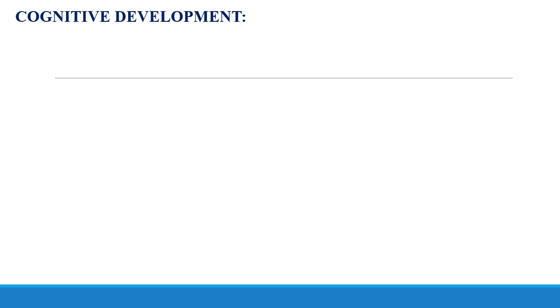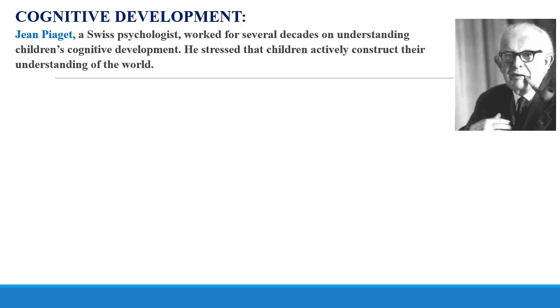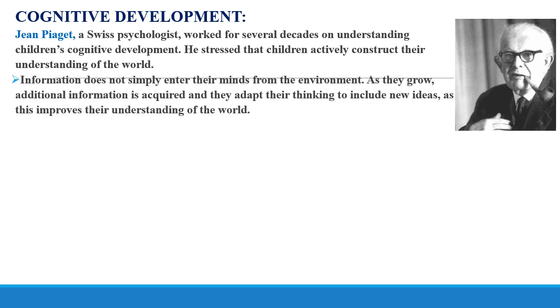Next, let's talk about the cognitive development. There was a Swiss psychologist whose name was Jean Piaget, and Jean Piaget worked for several decades on understanding children's cognitive development. He stressed that children actively construct their understanding of the world. According to him, information does not simply enter their minds from the environment. What happens is that as the child grows, additional information is acquired and they adapt their thinking to include new ideas as this improves their understanding of the world.